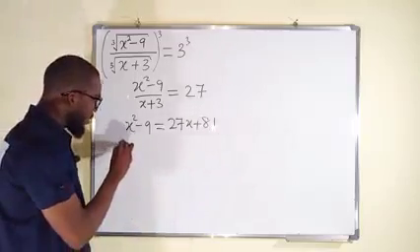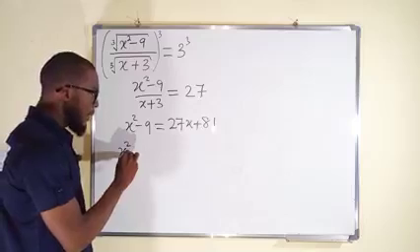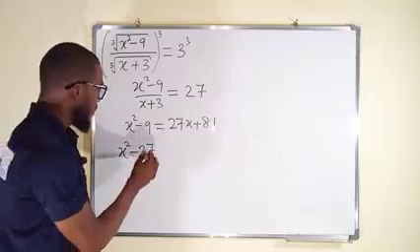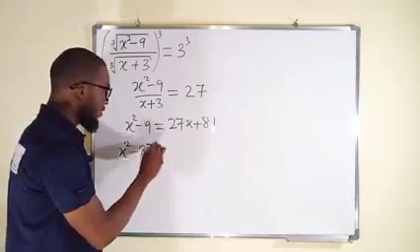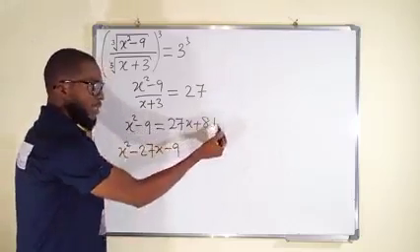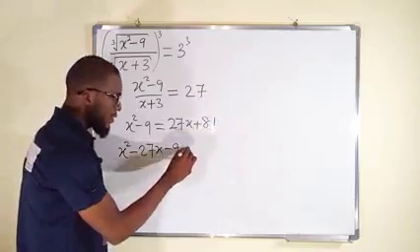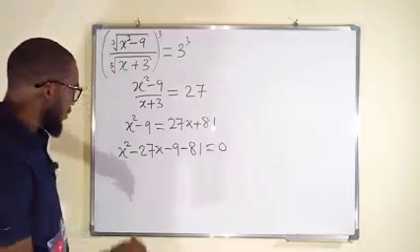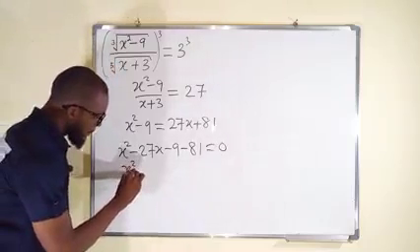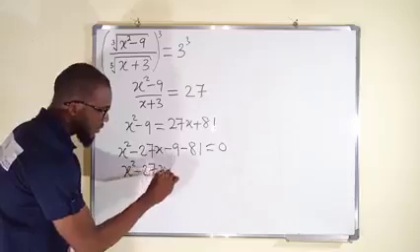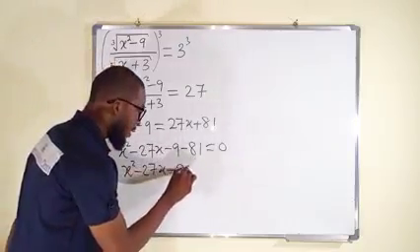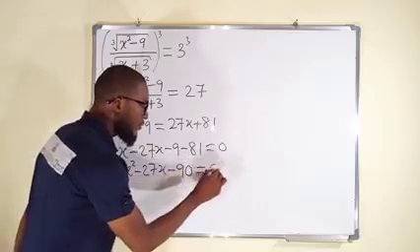We have x squared here minus 27x once it comes to the left. We have minus 9. If this one crosses over, it becomes negative as well. And to the right, we have nothing but 0. So x squared minus 27x, minus 9 minus 81 is minus 90. And to the right, we have 0.